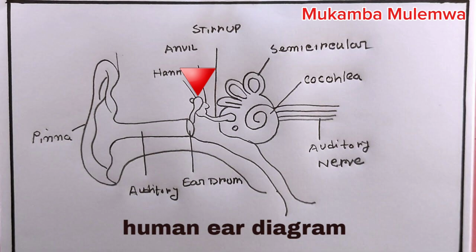It consists of the malleus, the incus, and the stapes. So when sound reaches these three bones, it will be amplified, meaning in simpler terms, it will be made as loud as possible. After it is amplified, it is then sent to the cochlea.